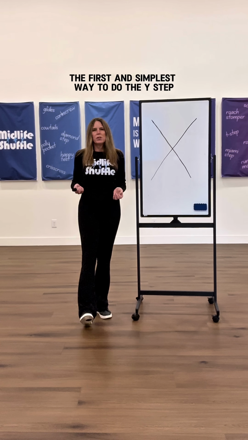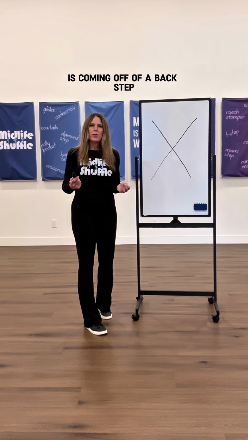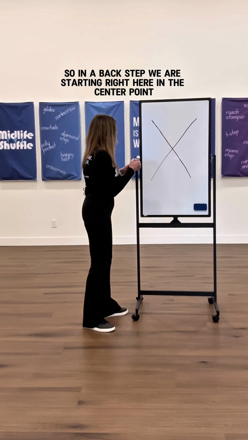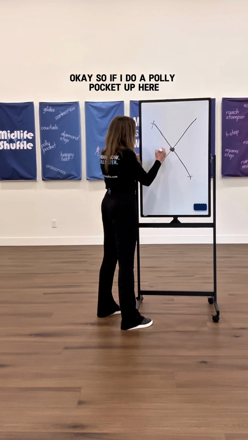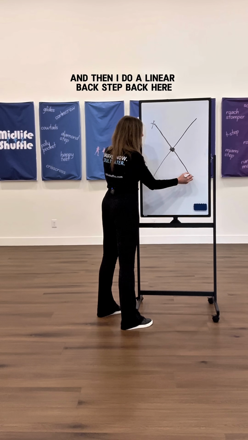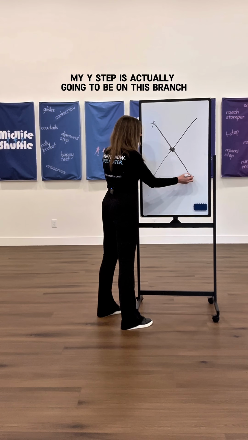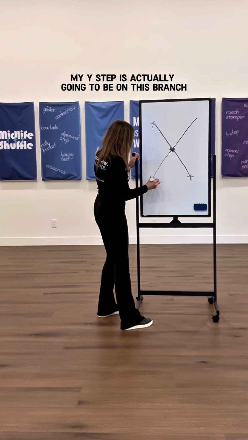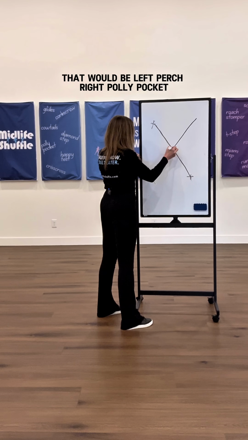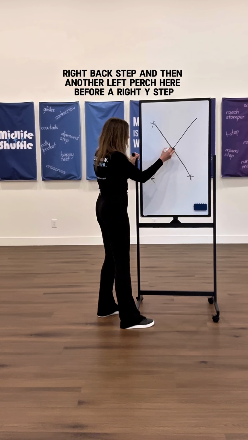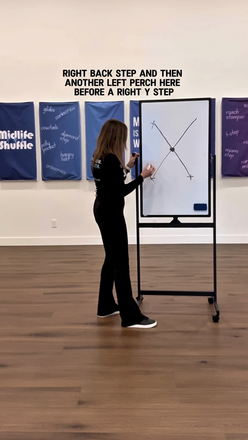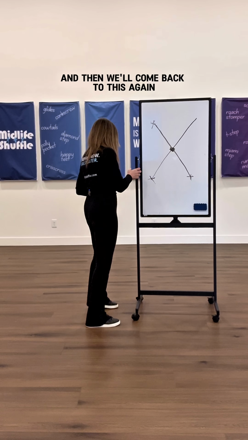The first and simplest way to do the Y step is coming off of a back step. So in a back step, we are starting right here in the center point. Okay, so if I do a Polly Pocket up here, and then I do a linear back step back here, my Y step is actually going to be on this branch. That would be left perch, right Polly Pocket, right back step, and then another left perch here before a right Y step. So let me show you what that looks like, and then we'll come back to this again.